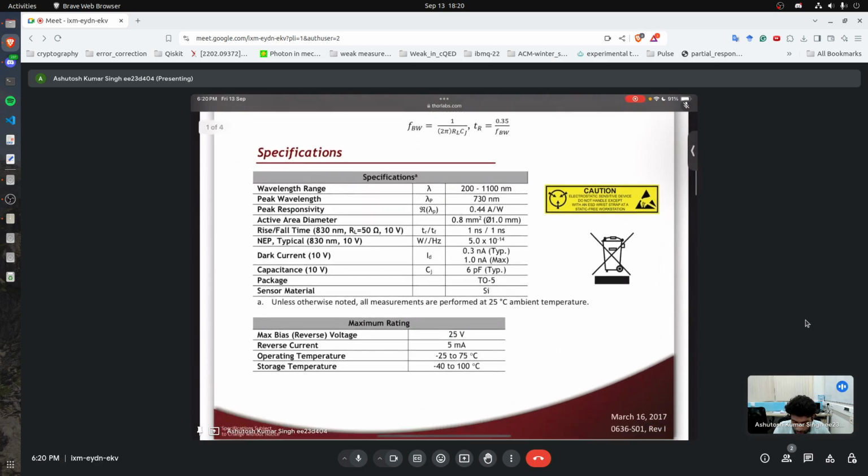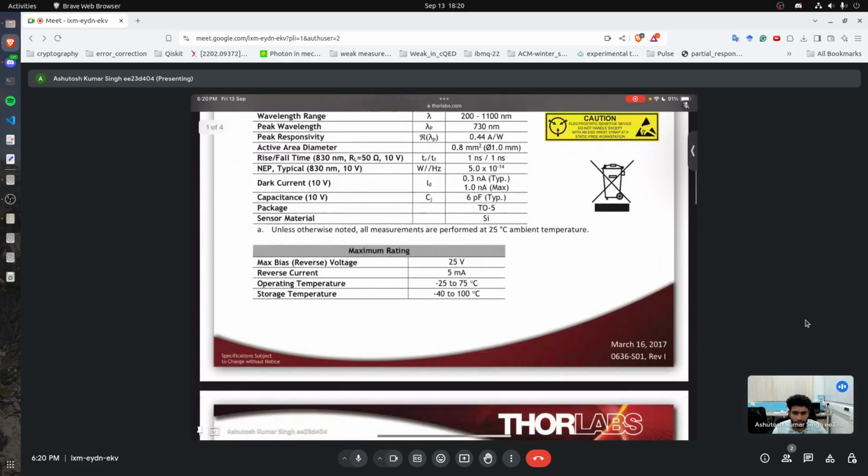Now there is also some amount of dark current that is present in these photodiodes inherently, and what they are saying is typically 0.3, but the maximum they have set the limit of 1 nanoamp. All of these photodiodes, as ma'am has suggested, can be modeled as lumped elements of R, L and C, and this is telling that at 10 volts reverse bias the typical capacitance is 6 picofarads.